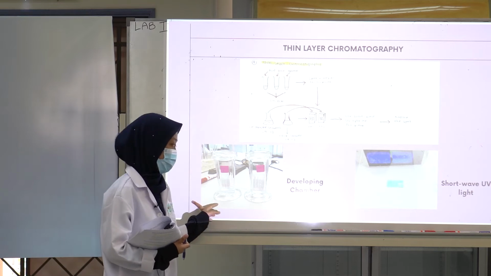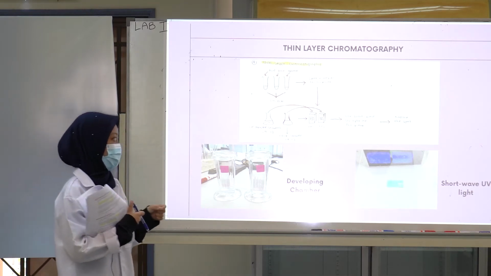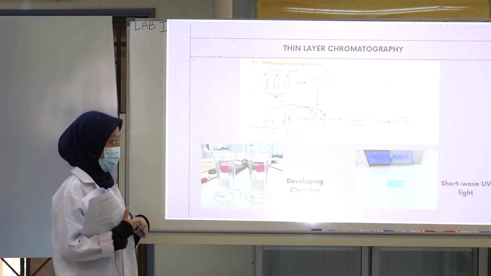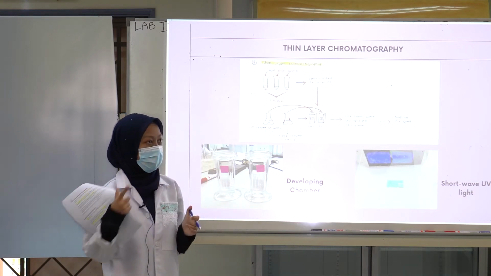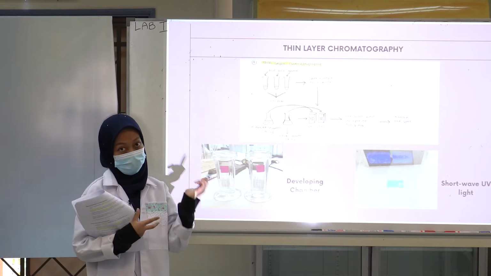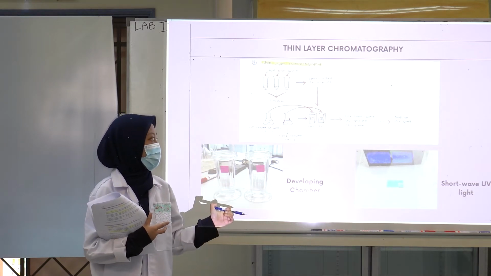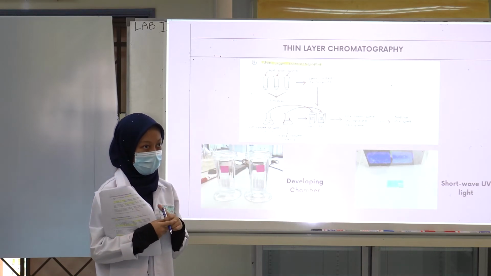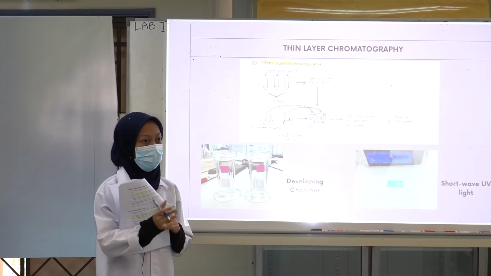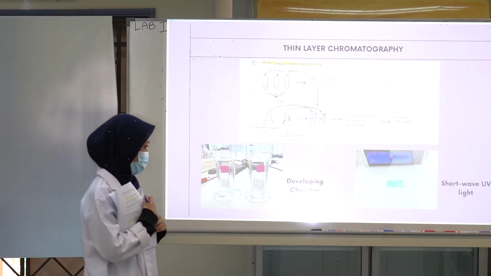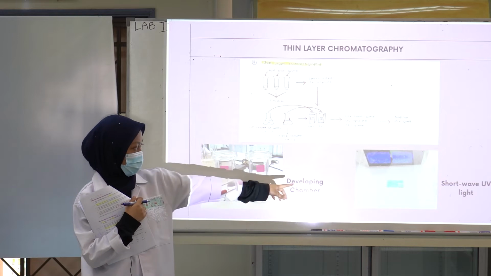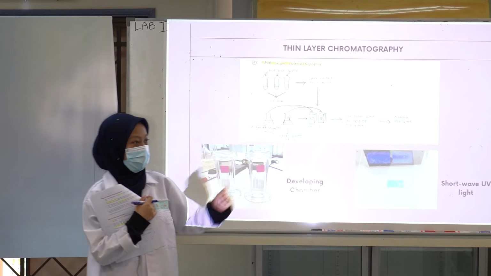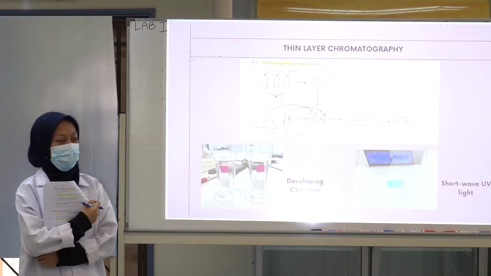So after we got the TLC plate and the result, we dry it a while, and then we use a shortwave UV light source on the TLC plate. After that, we outline the spots. So now this is the developing chamber and shortwave UV light, and these are the spots that we need to outline.